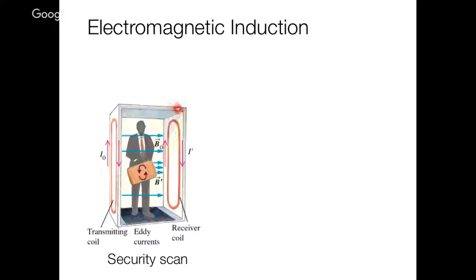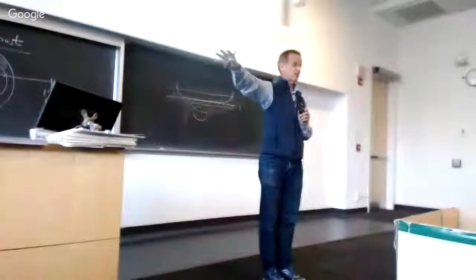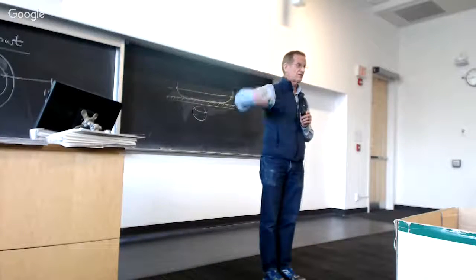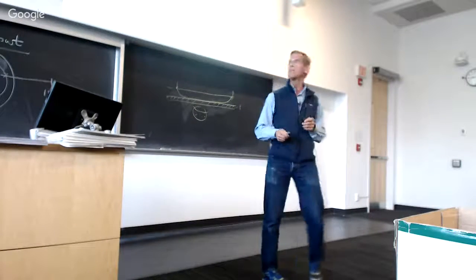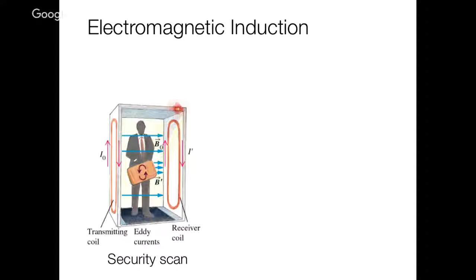So that's what's happening. Next time you go into one of these security things, you can think on one side of you is a transmitter giving off a time-varying magnetic field. And if I happen to have anything that's metallic on me, it's going to generate a current. And any current is going to cause a magnetic field to be generated, measured by the sensor. So that's a security scan.